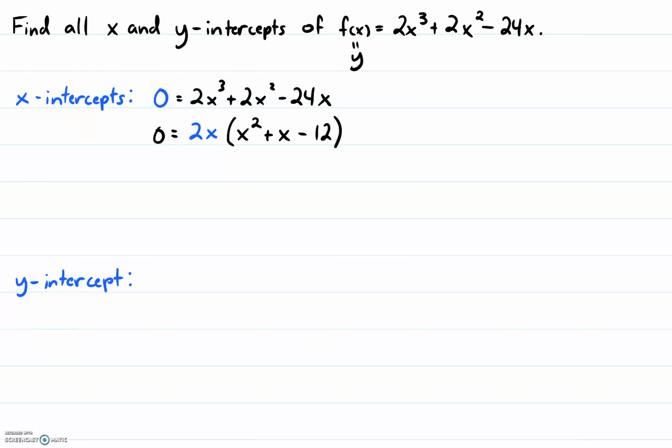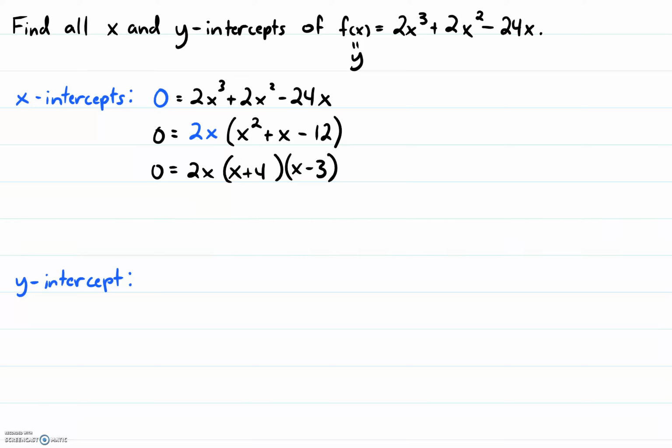And so 2x to the 3 plus 2x squared minus 24x turned into 2x multiplied by x squared plus x minus 12. So we have two things multiplied together now, but one of those things is a quadratic, so we would still have to set it equal to 0. So in other words, we can factor more. So let's go ahead and do what else we can do. Leave the 2x alone. We can factor the x squared plus x minus 12 into x plus 4 and x minus 3.